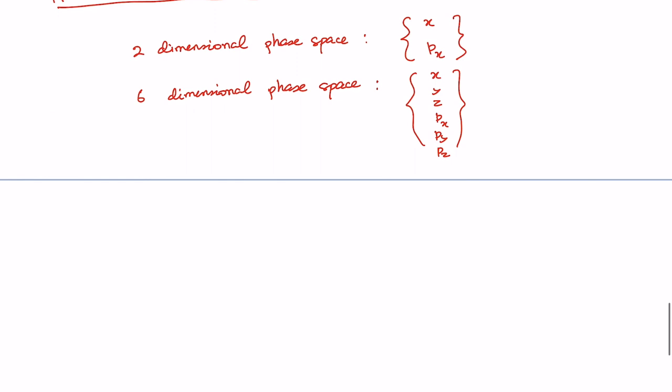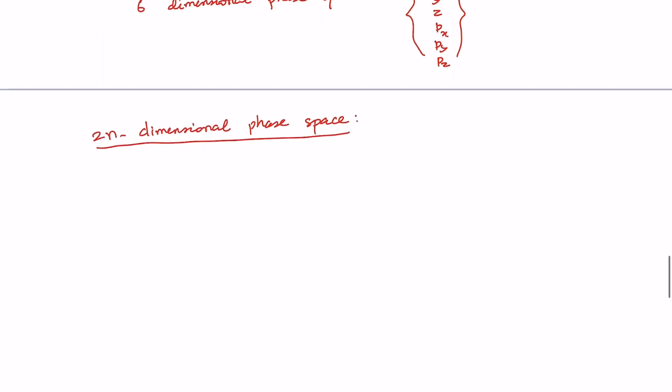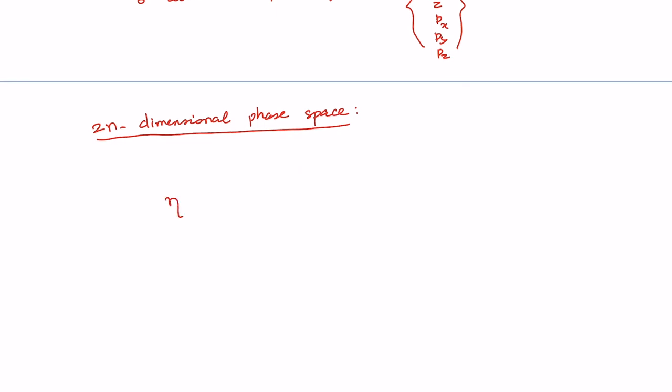Now for n-dimensional space, you are going to have 2n-dimensional phase space. And here I can write it in this form, eta. I can write this whole thing as q1, q2, up to qn, and then p1, p2, up to pn. Then I have to take the transpose.